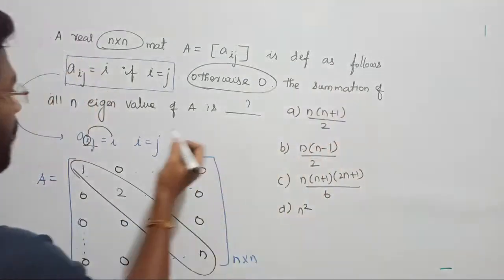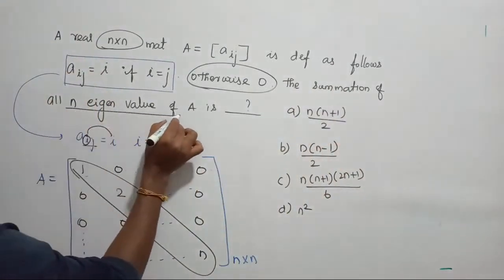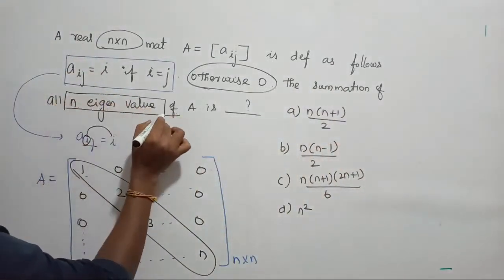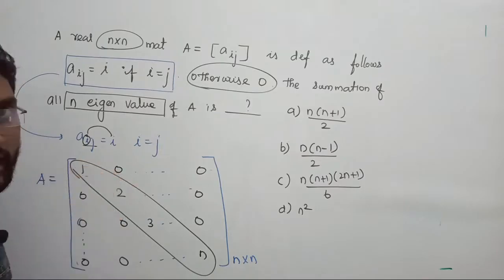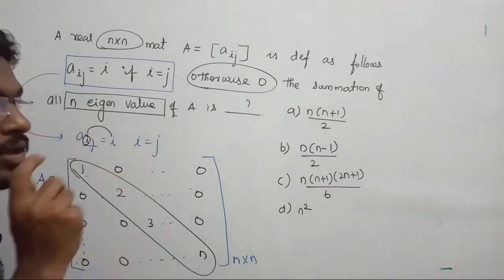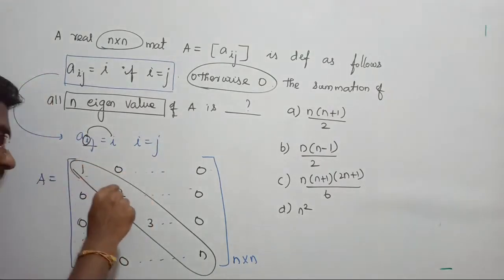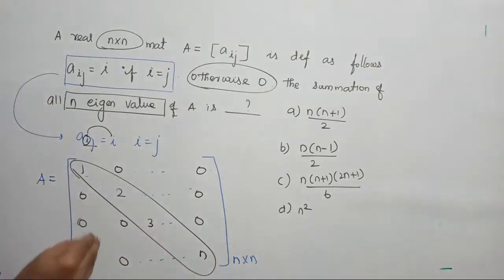The summation of n eigenvalues. Next we need one more property. Yesterday, when I was talking about the properties of eigenvalues, I gave one statement clearly: if you add all the values on the diagonal, that will be equal to the sum of the eigenvalues of the matrix. First statement.